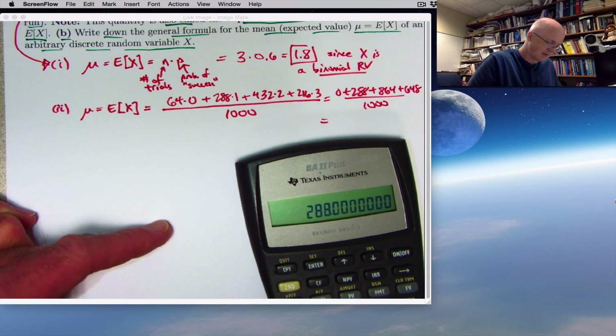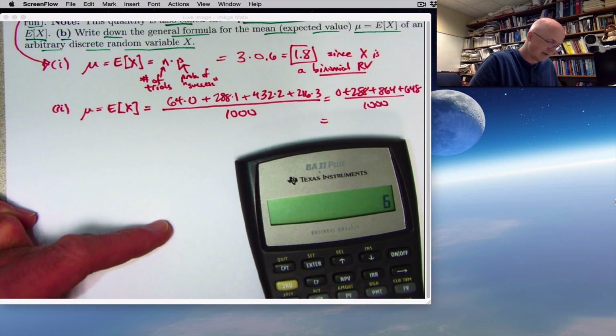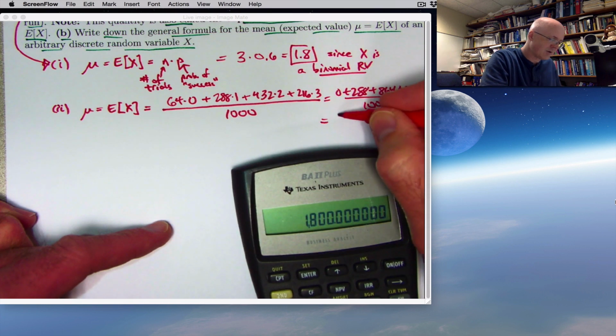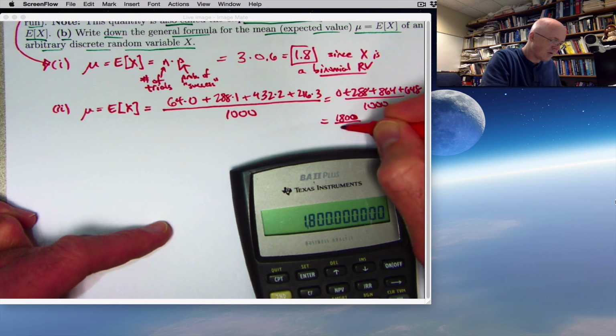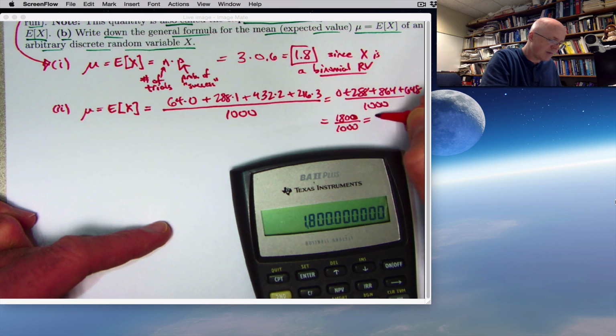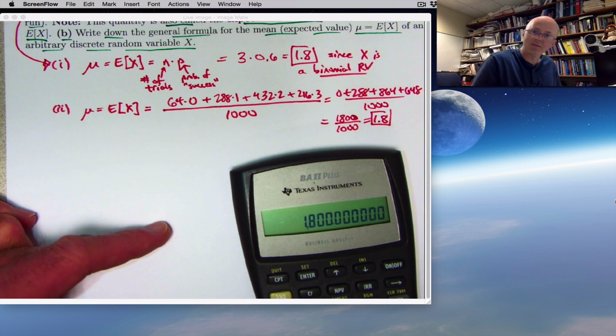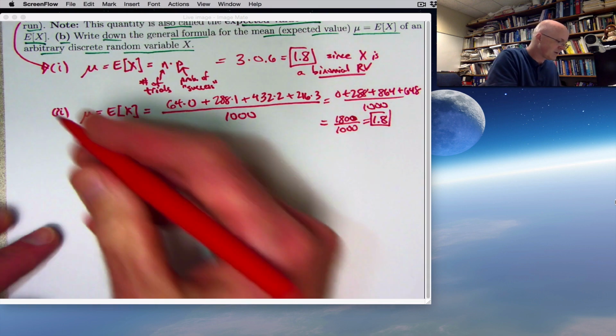288 plus 864 plus 648. 1,800 over 1,000. 1,800 over 1,000 is 1.8. We get the same answer. Isn't that amazing? Okay. There's the third way to think about it.